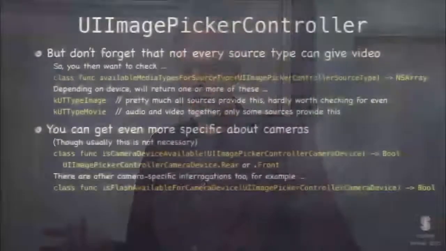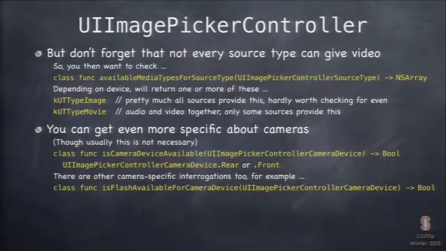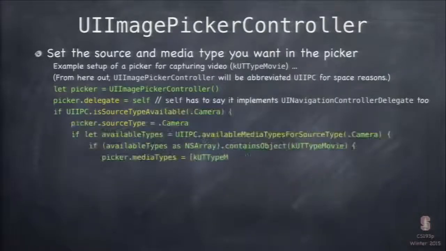You can obviously ask the UIImagePickerController for more detail even than this. Is there a camera and what kind of things can it take? You can say, is there a front camera? Is there a rear camera? Which you might care about if you have an app that's selfie oriented. It might want to know that there's a front camera for that. And you can also tell whether a flash is available on that device, etc. So there's a bunch of class functions in UIImagePickerController. You can find out what's going on.